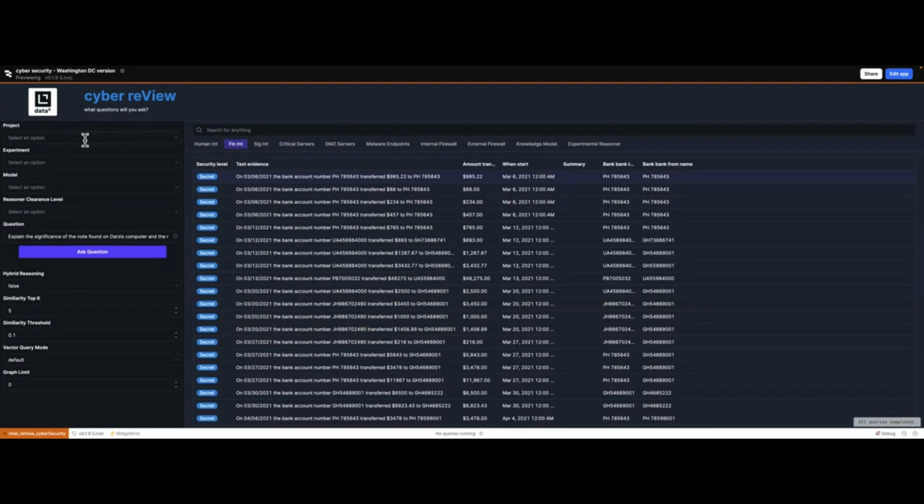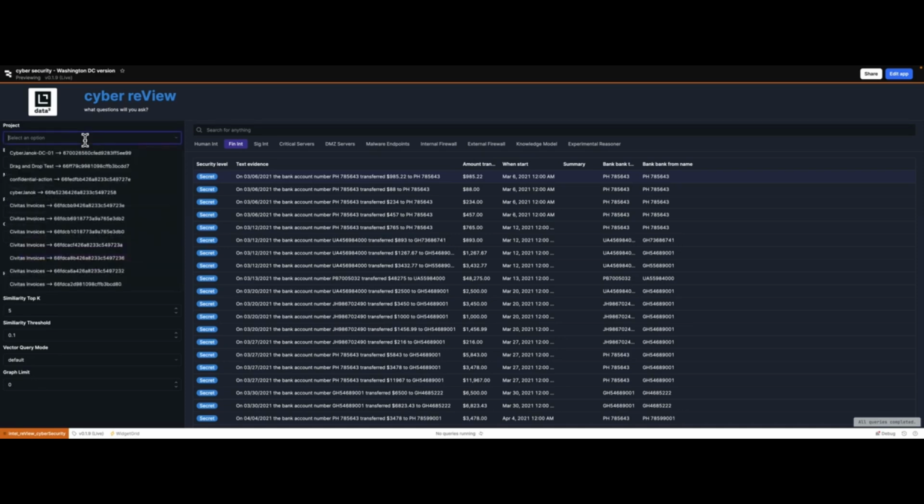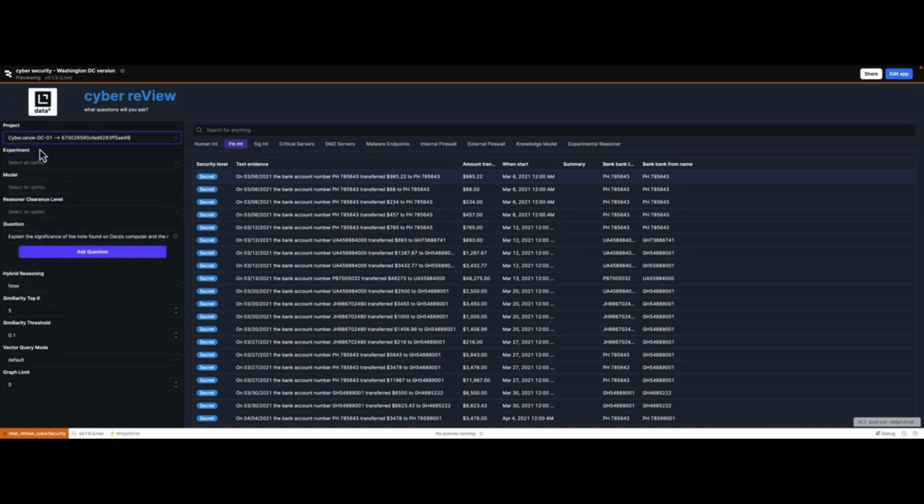So first, let's just set ourselves up. So in the system, you can have multiple graphs. This is just one graph we're looking at. So we've got a bunch of different clients right now that we're working with. We'll take a look at this Cyber Janak use case. And we'll pick it and we'll grab this experiment. Now we pick a model, what we want to use as our reasoner. And we can pick whatever model we've created here. Right now we'll go with GPT-4o. And what it's going to be doing is it's going to be using this as our reasoning engine.